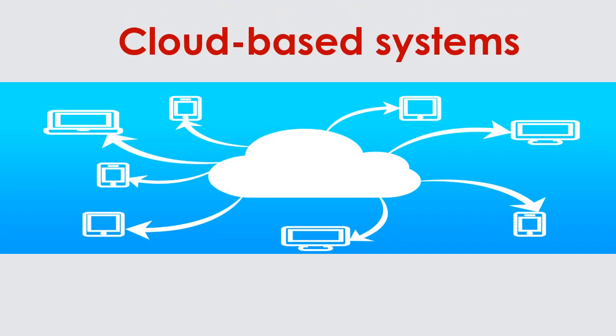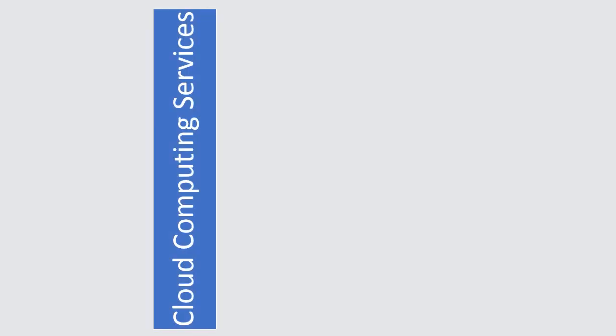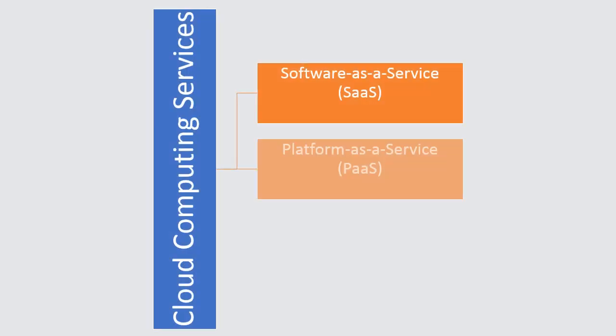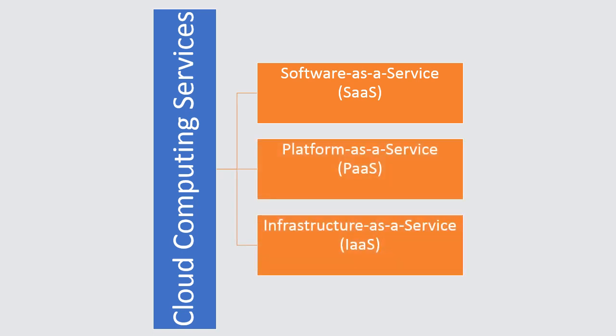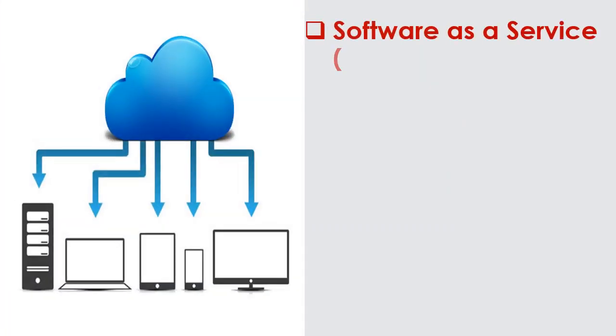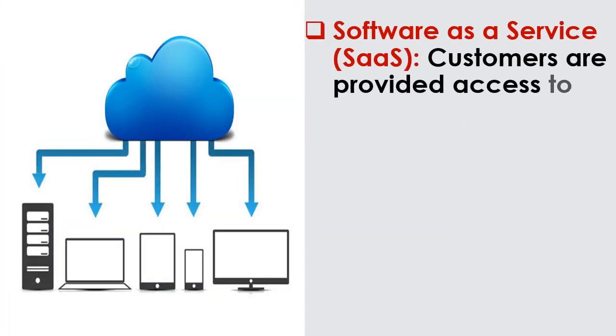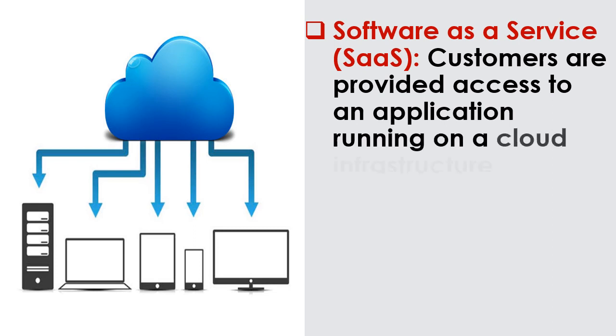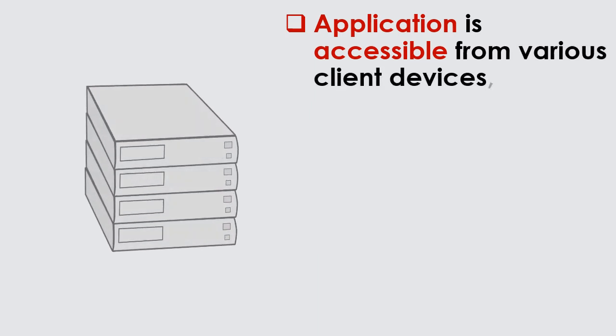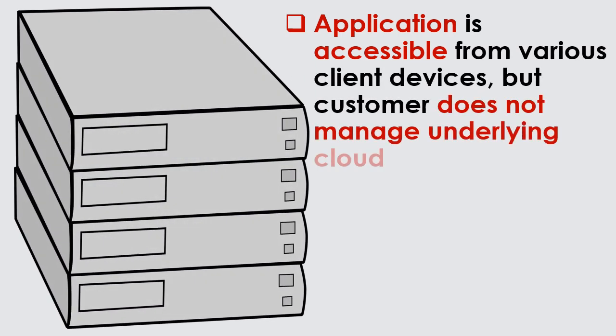Cloud-based systems. Cloud computing services are categorized into three types. Software as a Service, SaaS. Platform as a Service, PaaS. Infrastructure as a Service, IaaS. Software as a Service, SaaS customers are provided access to an application running on a cloud infrastructure. Application is accessible from various client devices, but customer does not manage underlying cloud infrastructure.